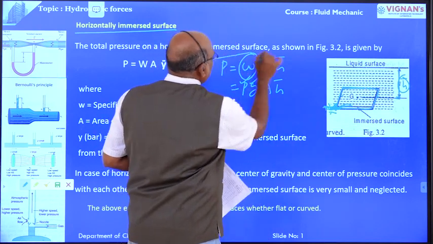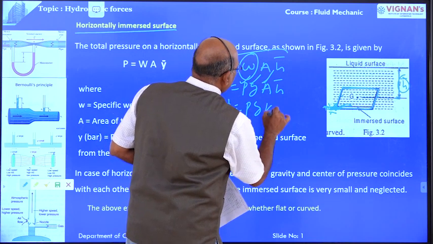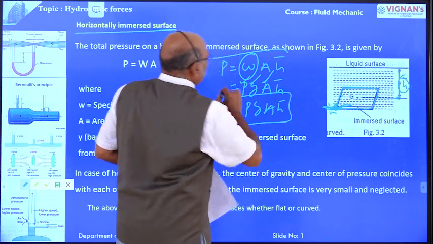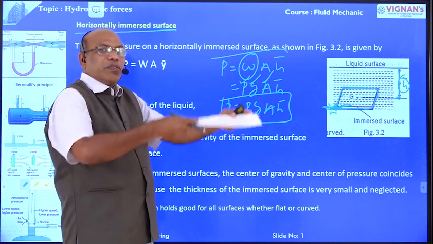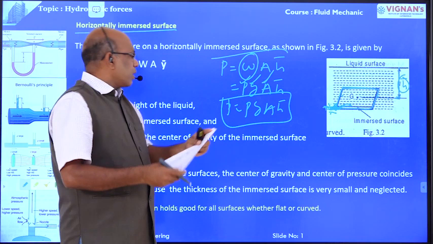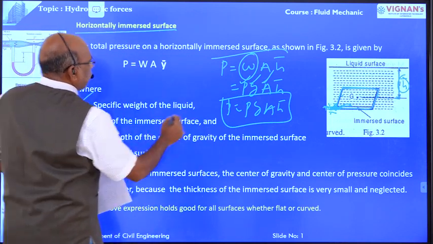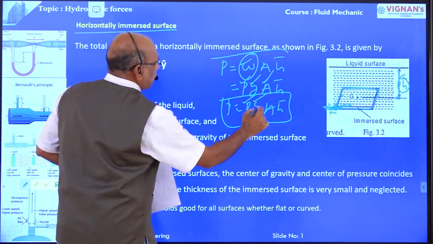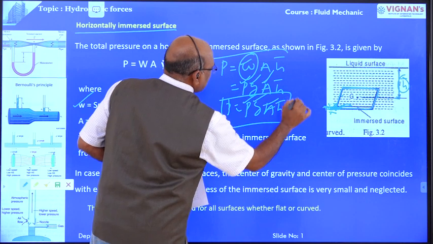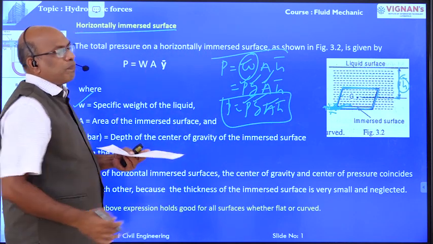The total pressure equals rho g A H bar. This is the formula for the determination of total pressure if a plane surface is immersed horizontally in liquid. W is the specific weight of the fluid, or rho is the density of the fluid, g is the acceleration due to gravity, A is the cross sectional area, and H bar is the distance between the centroid of this plane surface up to the surface level.